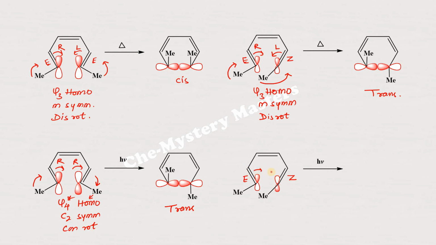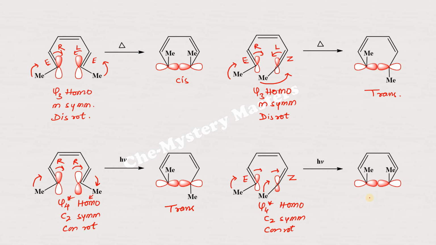And again, if you talk about the movement, psi 4 star as HOMO is there in the hν condition, C2 symmetry is there, and conrotation is present. That is, this methyl will go up and this methyl will also go up along with that. And what will happen, both of the substituents, that is the methyl groups, will be going on the same side. That is, here I will be getting the cis product.